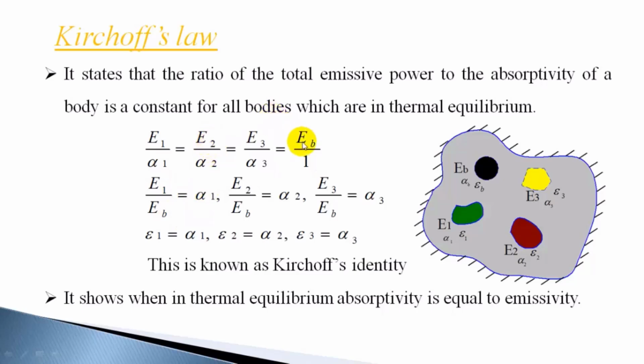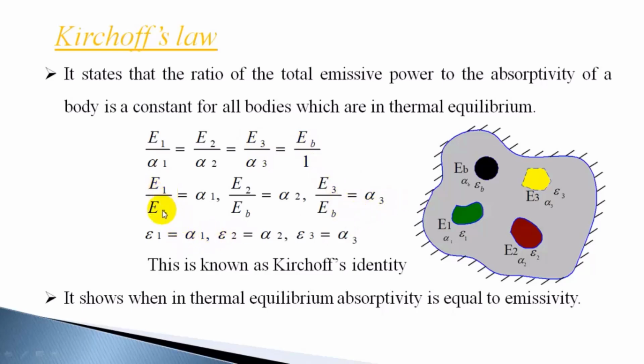Similarly, taking the second term and the last term, bringing EB down, E2 by EB is equal to alpha 2 by 1, which is alpha 2. So E2 by EB is alpha 2. Now E3 by alpha 3 is equal to EB by 1. I am bringing EB to the left hand side. E3 by EB is equal to alpha 3 by 1 or alpha 3. So E3 by EB is alpha 3.